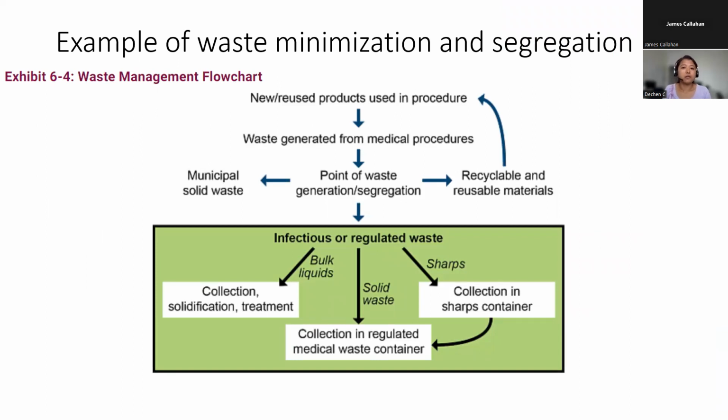So here's a flow chart of how minimization and segregation may be implemented within a facility. As I'm sure you're all aware, inappropriate waste management can incur a lot of cost to facilities, and therefore it is so important to ensure waste is segregated appropriately and minimized as much as possible. Understanding what is truly a regulated waste versus a general waste is a very crucial component to this because incineration costs can be quite expensive.